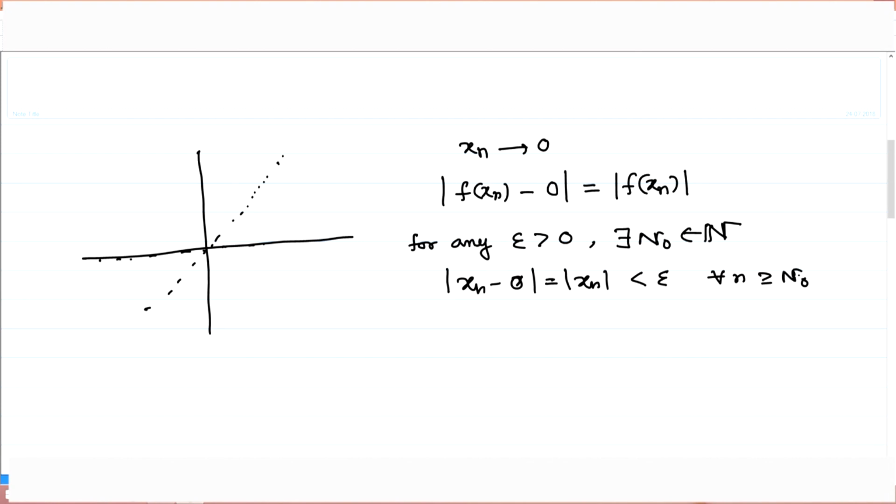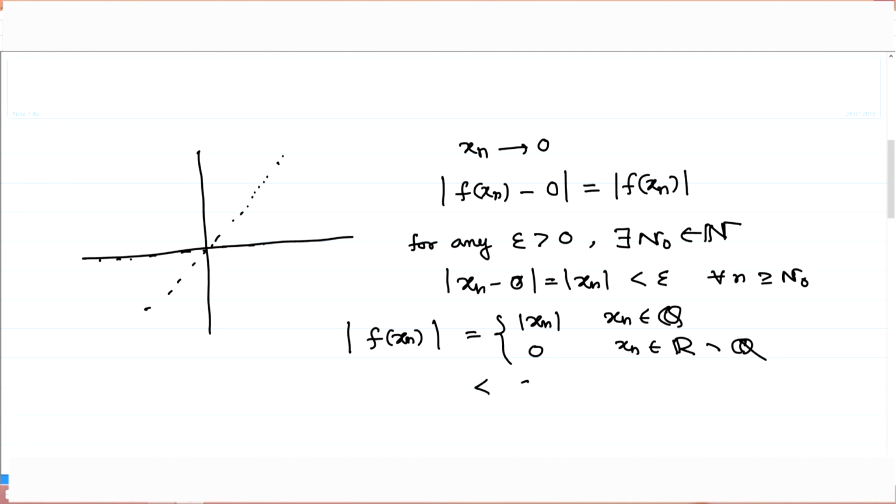Now this inequality, mod of f of xn, what will it be? It will be mod of xn when xn is rational, and it will be 0 when xn is not rational. Anyway, that will be less than epsilon for all n greater or equal to n naught.